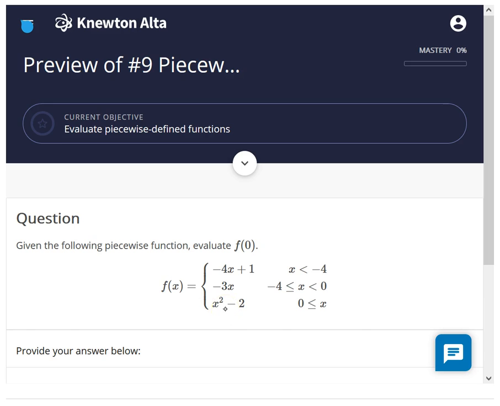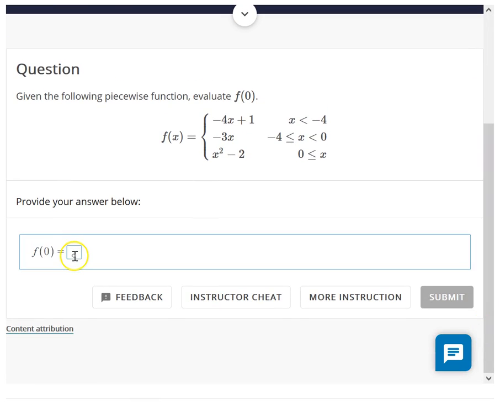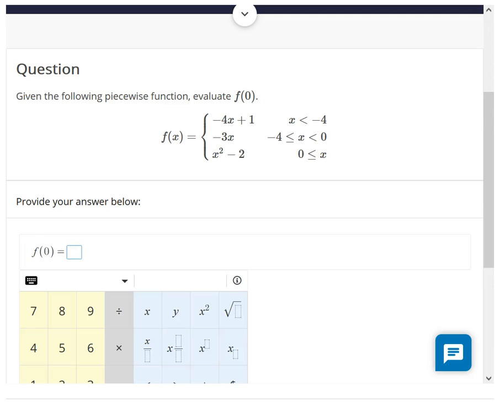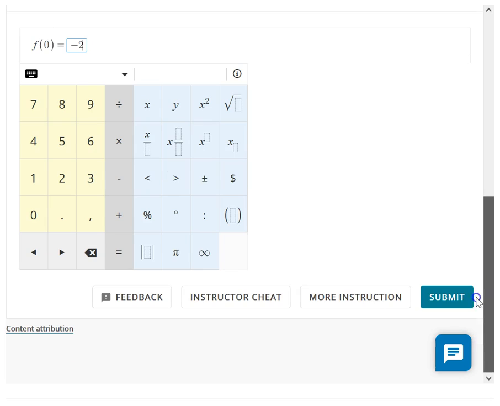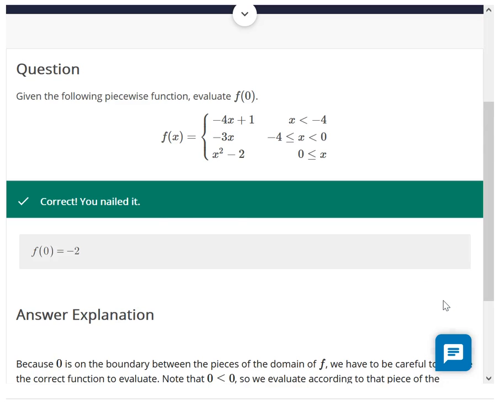Now if I scroll down, I want to type in my answer right here. I'm just using a stylus, so I type in negative 2. I had to go get my keyboard to actually do that easily. And push submit, and we'll see if we have it right, and we do.